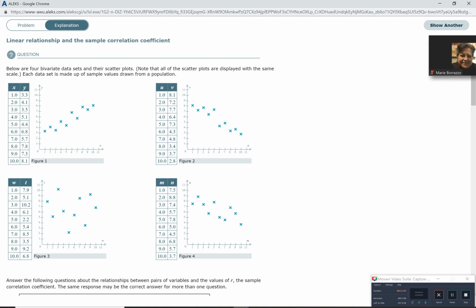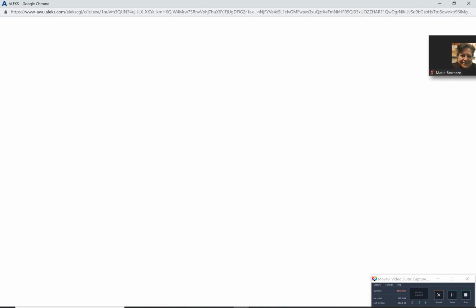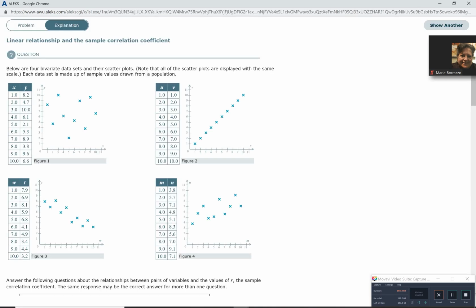Okay, and let's look at another example. Okay, so which one doesn't seem to have an association? In this case, R is getting close to 0. That would be XY. Okay, perfect positive association would be UV in this case on the right hand side on the top. That's a perfect positive, or R equal to +1.